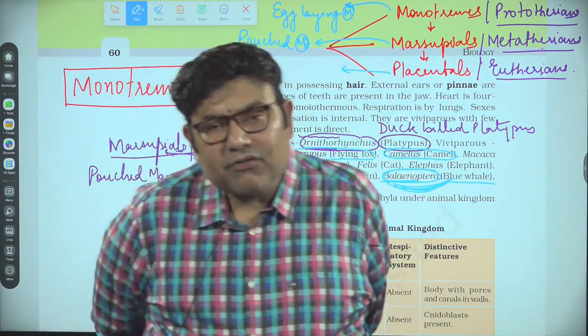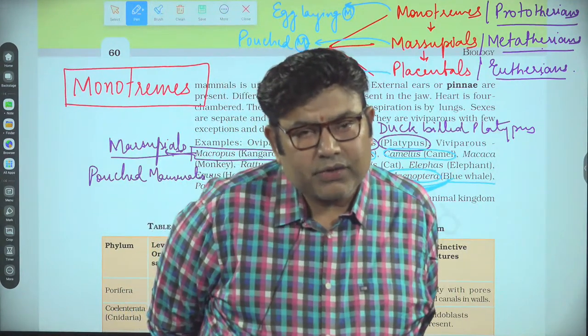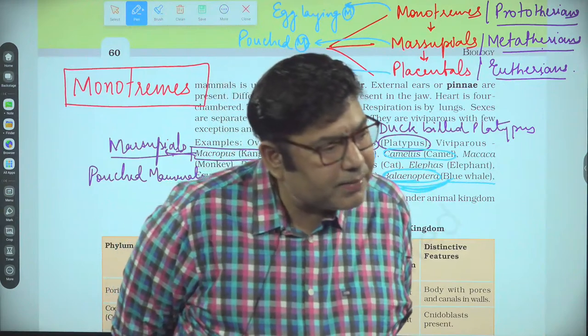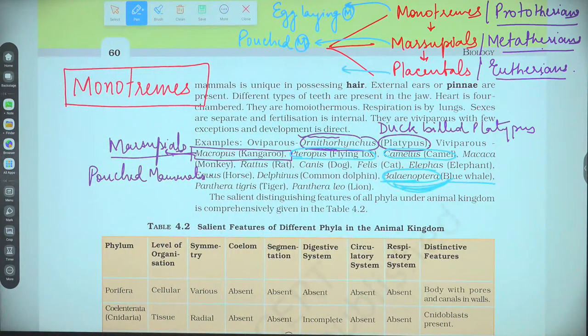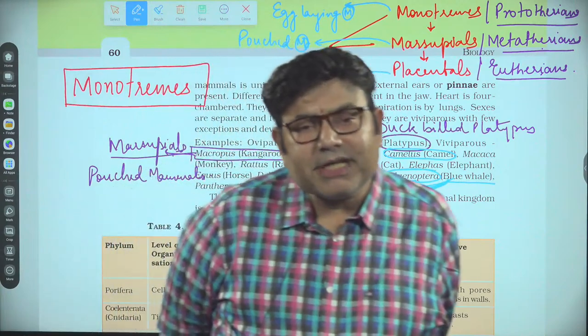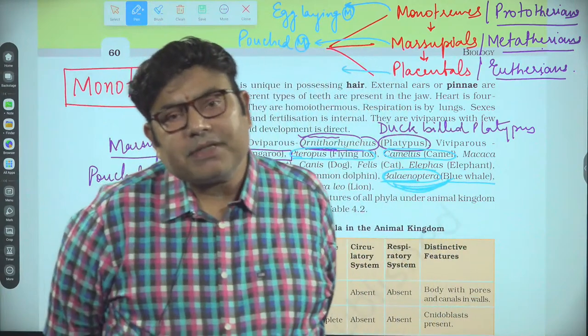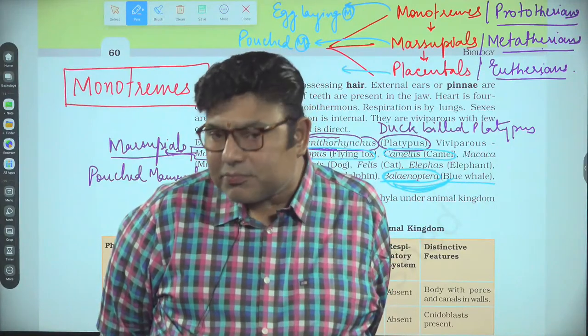What is the scientific name of penguin? Scientific name of penguin. Aptenodytes. Very good. Aptenodytes is penguin.